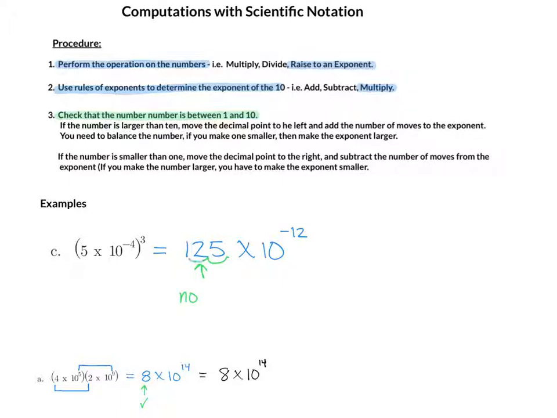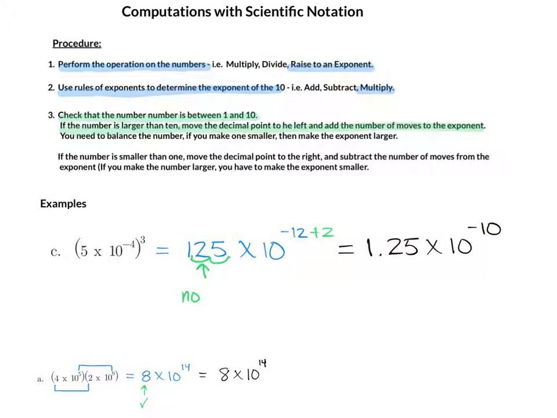Since it's not, we want to move our decimal point. We want to move our decimal point 2 places to the left and make it 1.25. Since we are making our number smaller, we want to make our exponent larger. So I'm going to add 2 onto my exponent, giving us a final answer of 1.25 times 10 to the negative 10. Remember that we have different signs, and when we add numbers with different signs, we want to subtract. Keep the sign of the larger number.